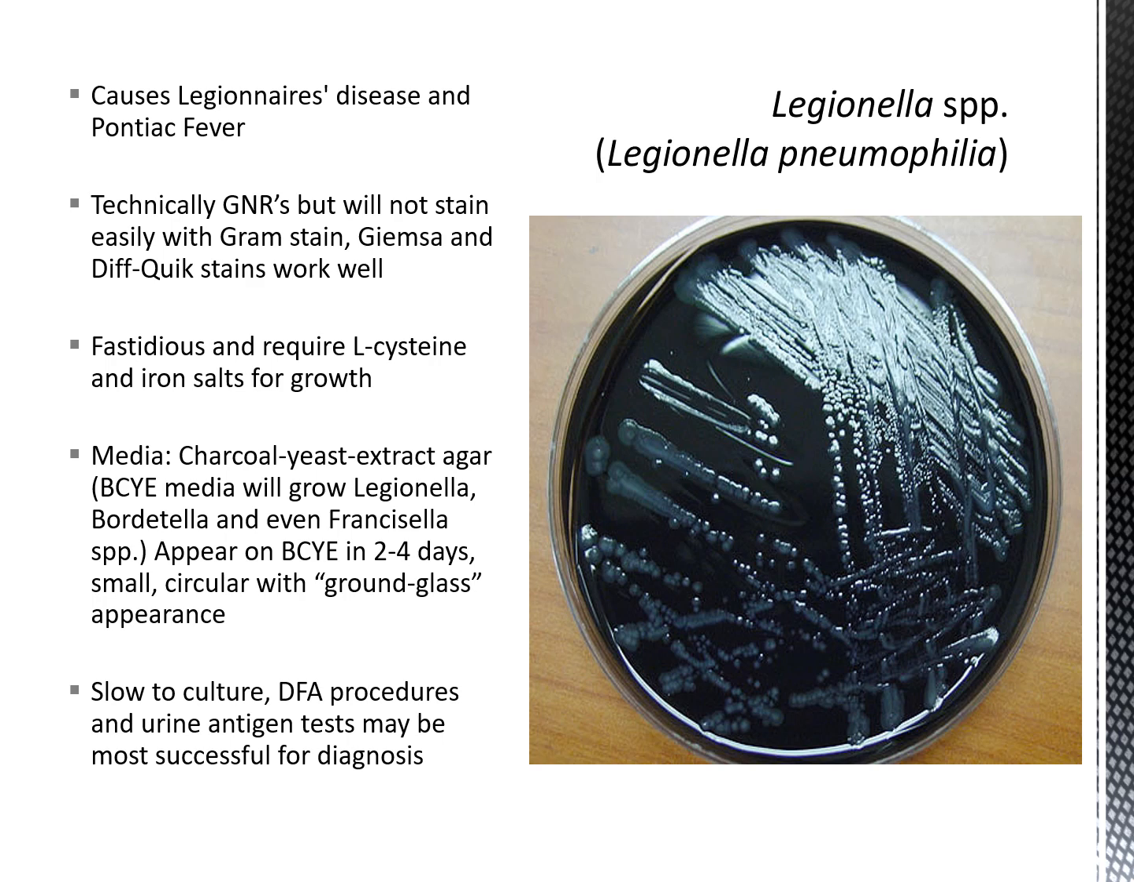Now, Legionella is a fastidious organism and does require L-cysteine and iron salts for growth. So the media we want to culture it on is called charcoal yeast extract agar, or BCYE, buffered charcoal yeast extract agar. It's the same media that we use to grow Francisella as well. In about 2 to 4 days, your Legionella is going to have a ground glass appearance, and it is slow to culture.